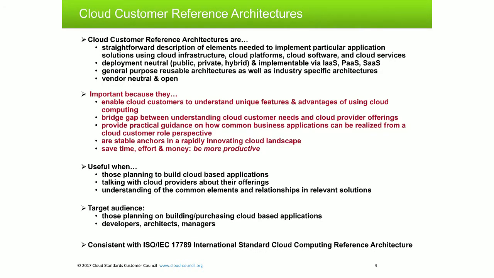At a high level, these reference architectures are straightforward descriptions of elements needed to implement particular application solutions using cloud infrastructure, cloud platforms, cloud software, and cloud services. They're all deployment neutral, meaning you can use public, private, or hybrid cloud environments, and they're implementable using infrastructure, platform, or software as a service. They're vendor neutral and open, so you can use these in your travels. There's a combination of general purpose architectures as well as ones that are useful for particular domains. We find them helpful for communication between cloud customers and vendors.